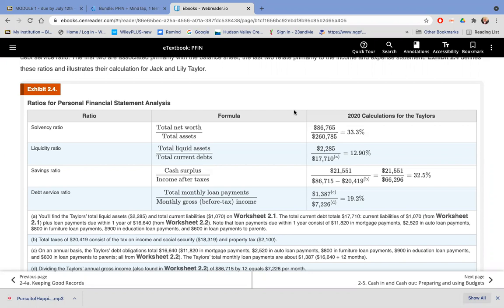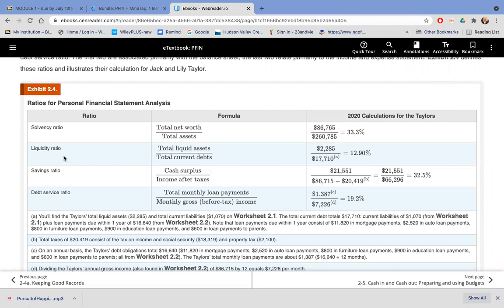And if you look at the Taylors, which is the one that's in the book, they have an $86,000 net worth and $260,000 of assets. So their solvency ratio is 33.3%, which is very good.